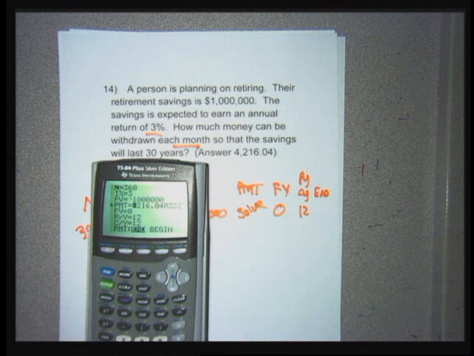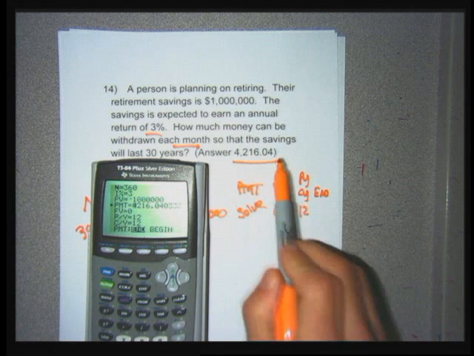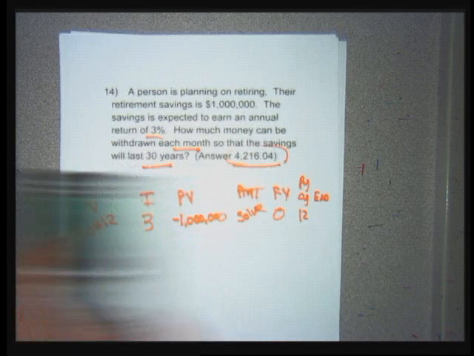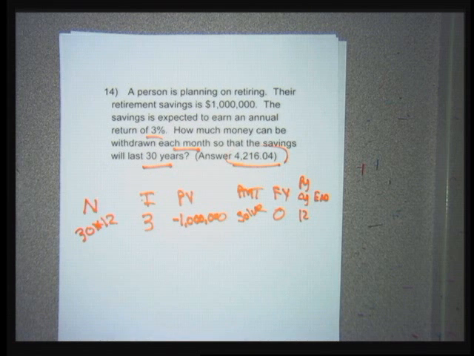I go alpha and enter, and I get the $4,216.04 that a person could pay themselves, or a couple could pay themselves for 30 years if they had $1 million and they wanted to make it last for 30 years. I think the last problem on the review, no, there's two more.